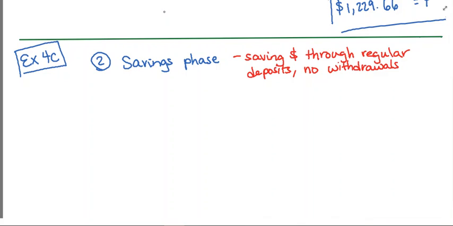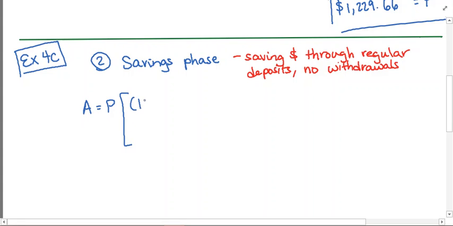So since the person is saving money through regular deposits with no withdrawals, that takes us to the future value of an annuity formula. So we need to use this formula.